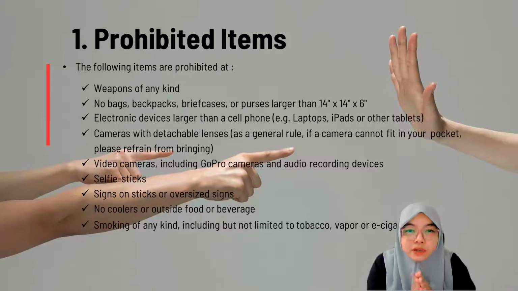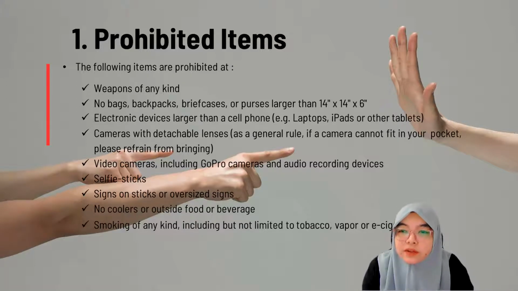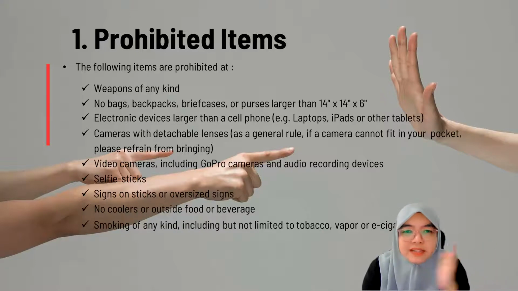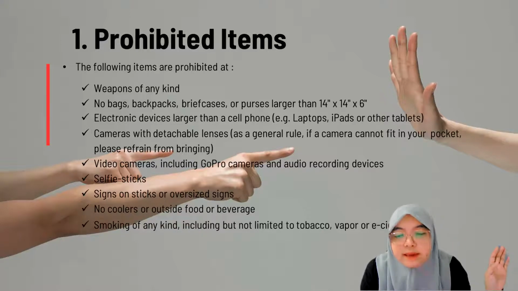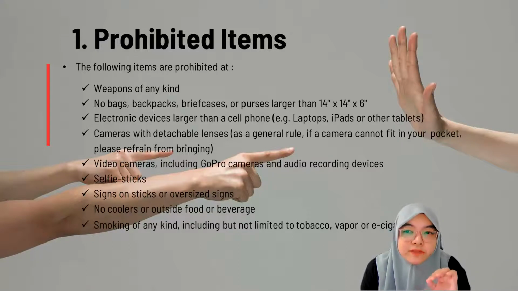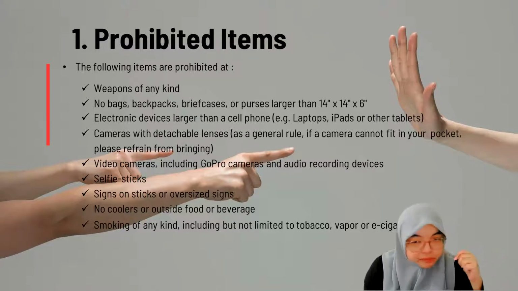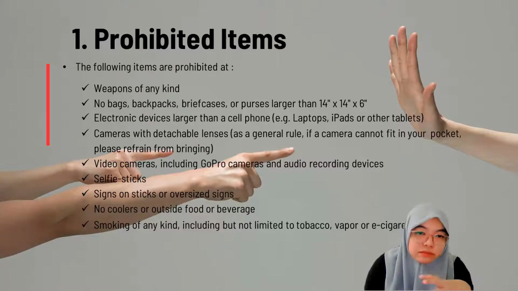Okay, and then electronic devices larger than a cell phone. For example, if you bring your laptops or iPads, it is not necessary at all. And then cameras with detachable lenses. As a general rule, if a camera cannot fit into your pocket, please refrain from bringing it. So when you are going to any event, you are allowed to bring only your phone. If you have a camera, make sure that it is not too big.